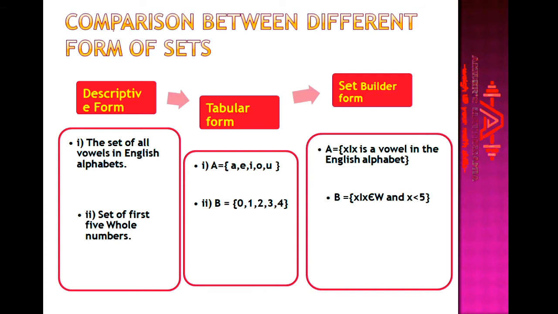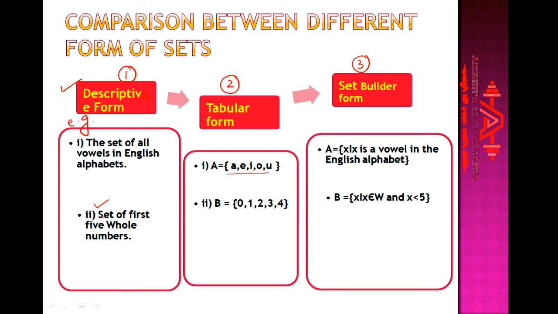Now let's discuss the comparison between different forms of set. First is descriptive form, the second one is tabular form, and the third one is set builder form. Let's take an example of descriptive form: the set of all vowels in the English alphabet. In tabular form, it is written as A is equal to A, E, I, O, U. We have to list it down in tabular form. In set builder form, we write it like that: x, where x is a vowel in the English alphabet.